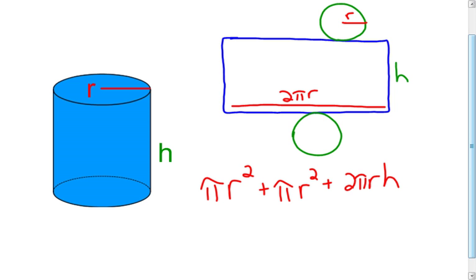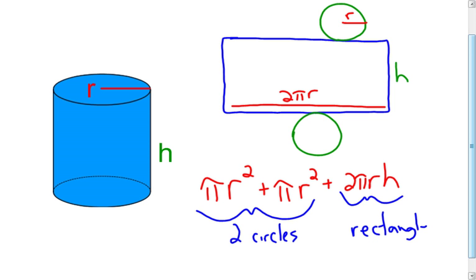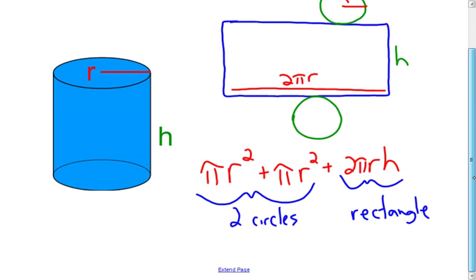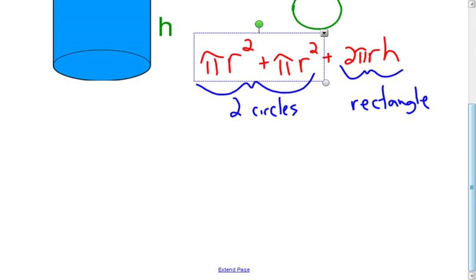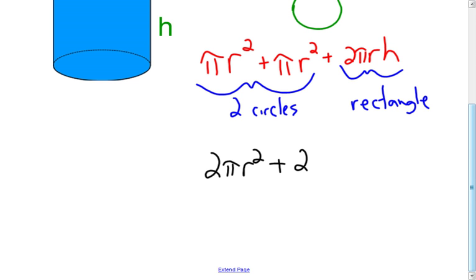So when you look at this, these two pieces are the two circles, and this is the rectangle. Now if I do a little simplifying here, I see I have pi r squared plus pi r squared. Well, pi r squared plus pi r squared is 2 pi r squared. So there's the two circles, and then I have to add on my rectangle, 2 pi r h. And this is going to give you the surface area. I use SA for surface area. I know some books will use T, but that's not a real big deal. So the surface area formula, if you want, is right here for a cylinder.